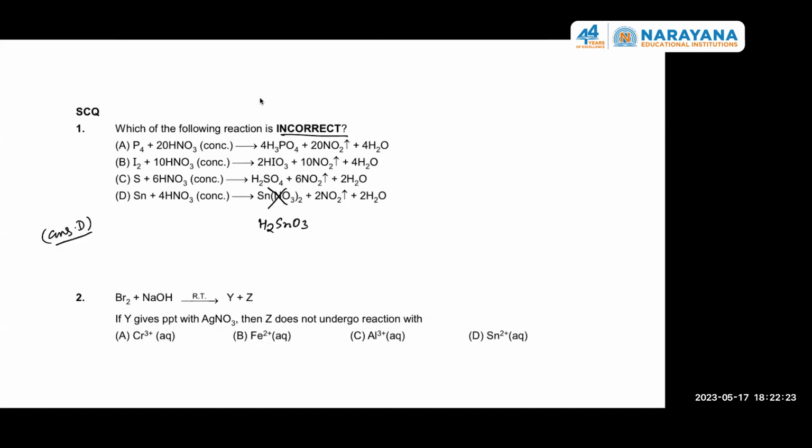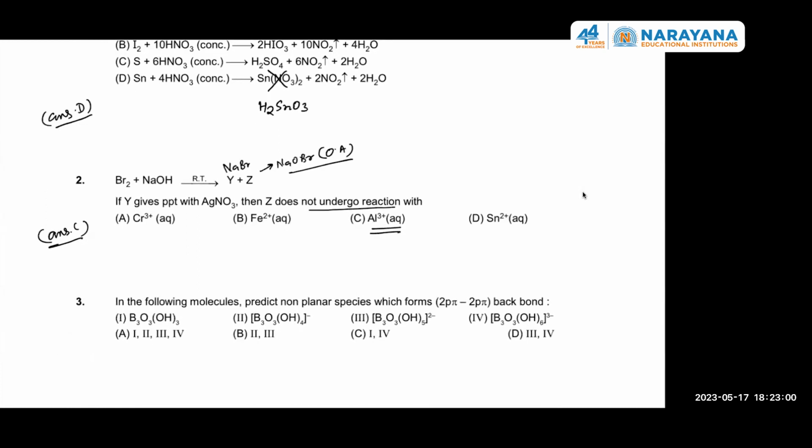Okay. So I think everyone is getting Al plus 3 as the answer. That is correct. Answer is C. Because in this case, this will be NaBr and this will be NaOBr. This is the oxidizing agent, so it can oxidize chromium plus 3, Fe plus 2, Sn plus 2, but aluminium plus 3 is the highest oxidation state, so C will not react. That is the reason NaOBr will not oxidize aluminium plus 3 further. Next question.